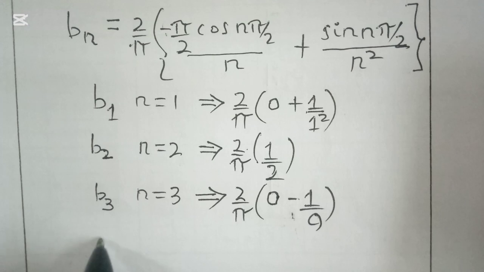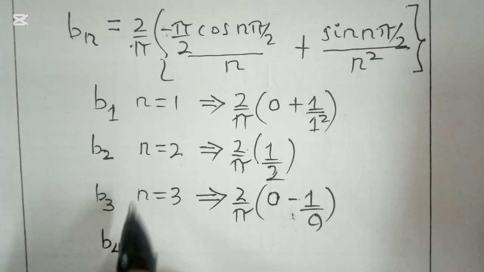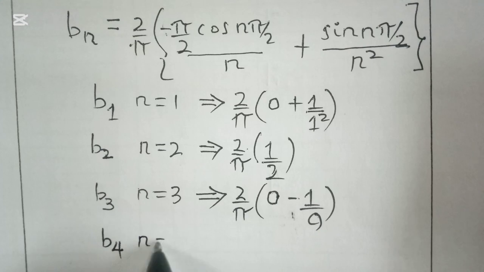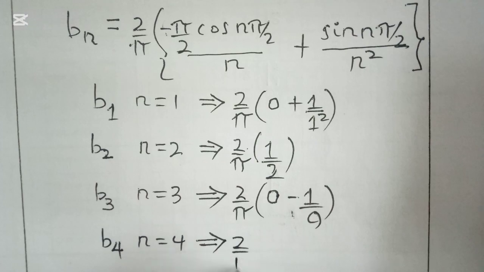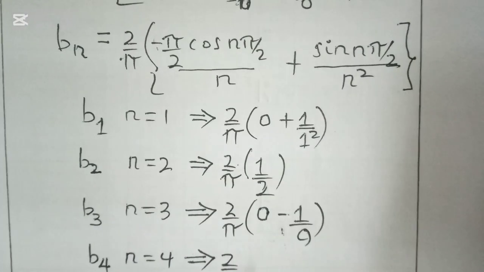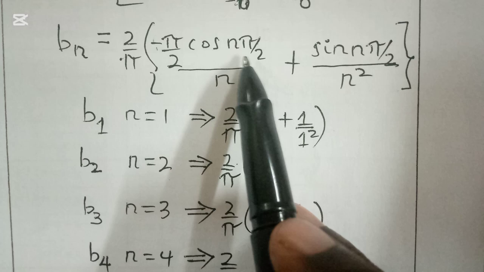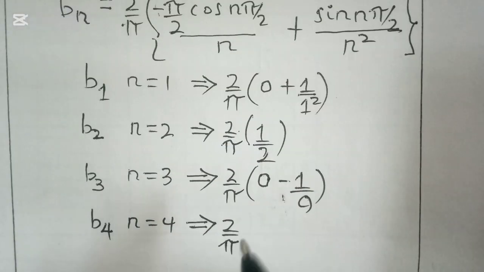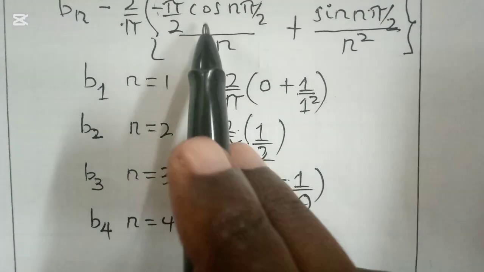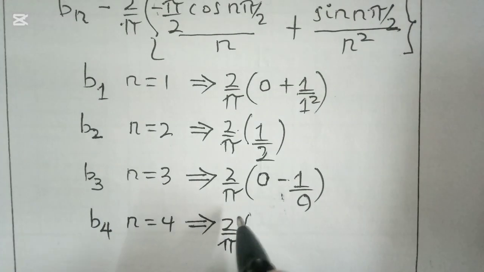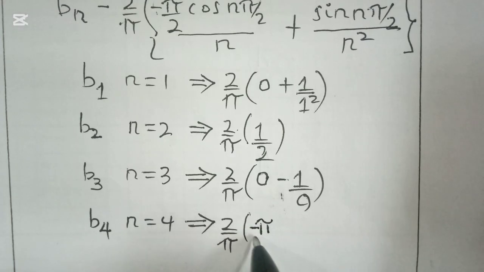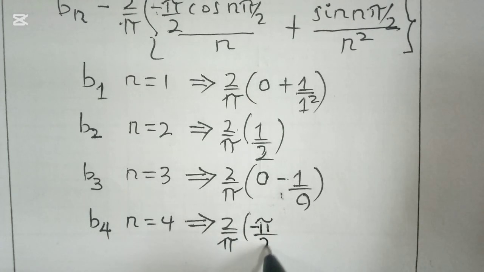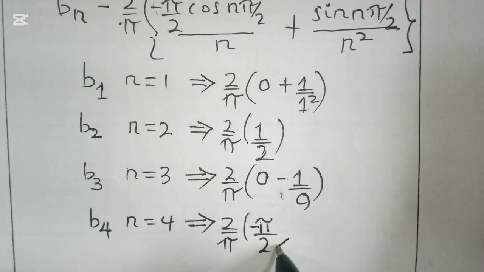We can even go to b4, that is n equals 4. For this, we are going to have 2 all over pi. We find out now cos of 4 over 2 times 180 is cos 360. This now gives us 1. So we are going to have 1 there. So we shall have negative pi all over 2, but guys, this is supposed to be 4. So we are going to have 4 there, like that.